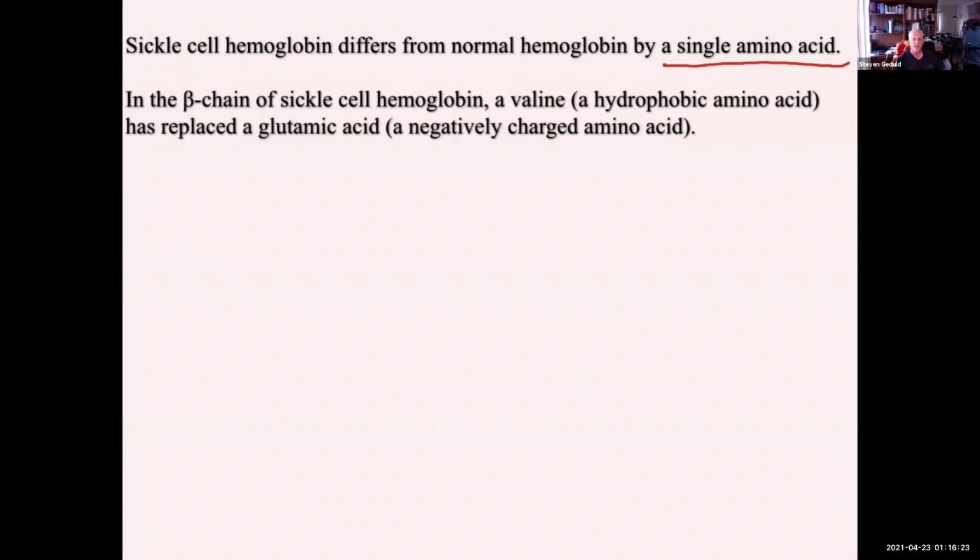In the beta chain of sickle cell hemoglobin, a valine, okay, which is a hydrophobic amino acid, replaces a glutamic acid, which is a negatively charged amino acid as a base. So you've gone from a polar amino acid to a non-polar or hydrophobic amino acid. So the bond, when it forms to shape, is going to be completely different. It's not going to form those same bonds, and it's not going to make that same shape. Because remember, shape depends upon the primary structure, the order of the R groups.